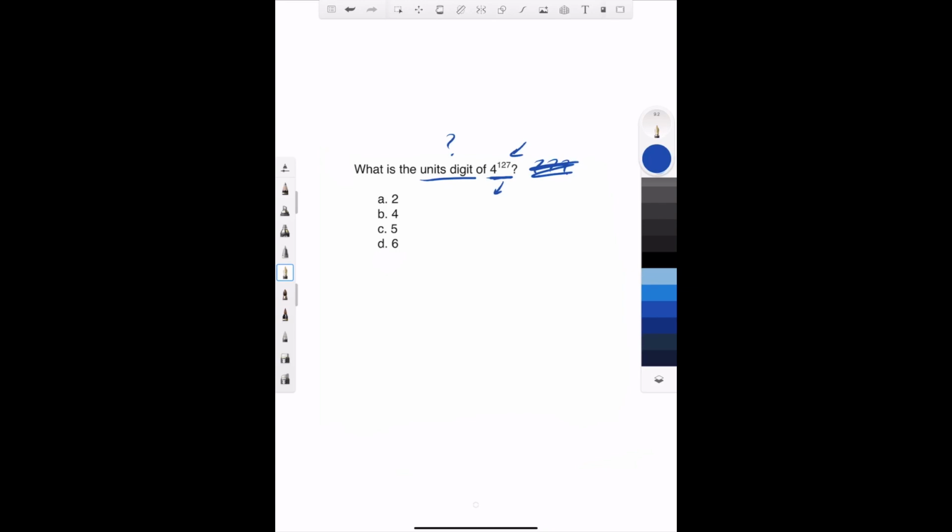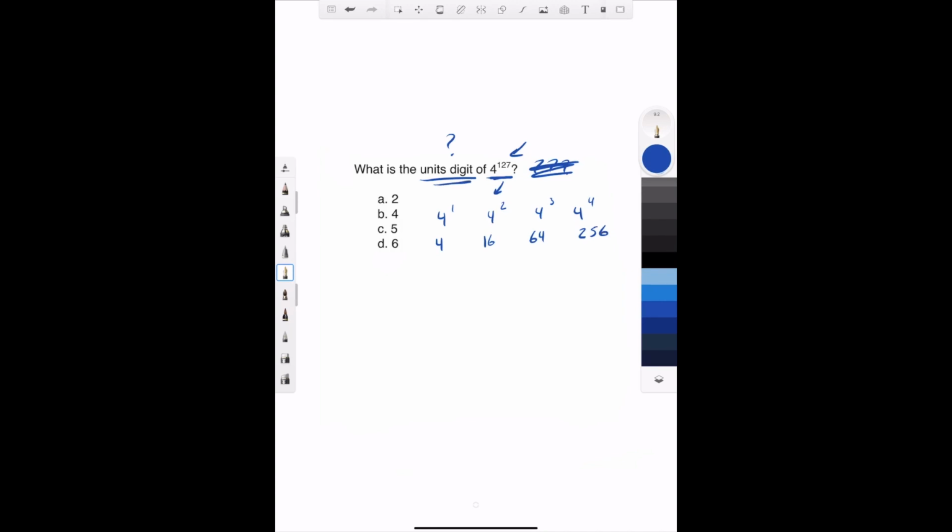What we're going to do when we have something that's way too large to figure out is we're going to see if we can find a pattern, okay? So always look for a pattern, right? So we're going to write out the first few exponents. 4 to the 1 would be 4, 4 to the 2 is 16, 4 to the 3 is 64, and 4 to the 4 is 256, which you could do in the calculator.